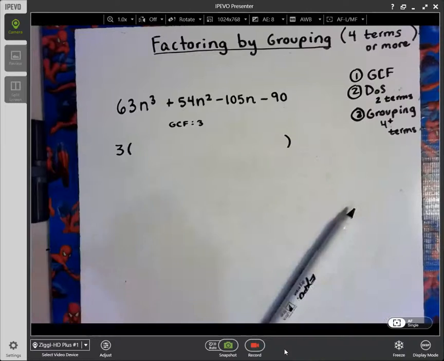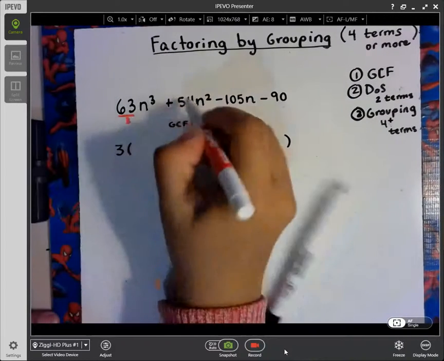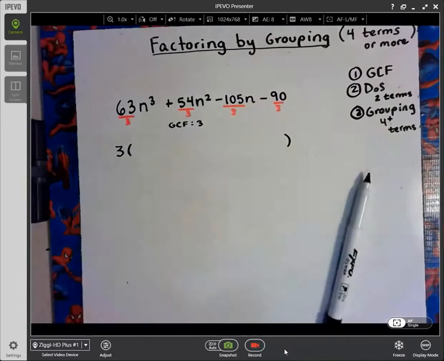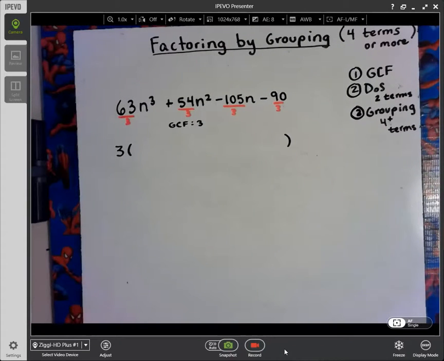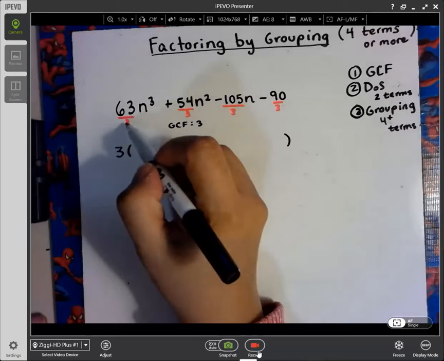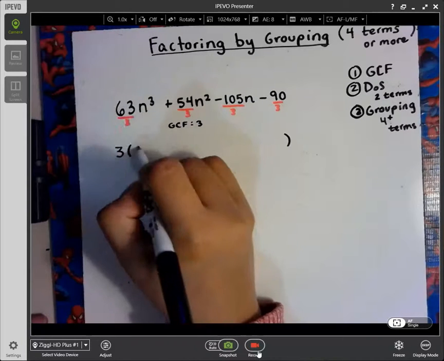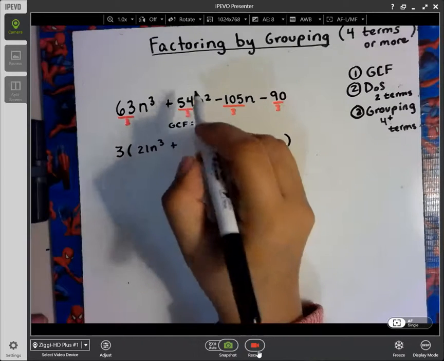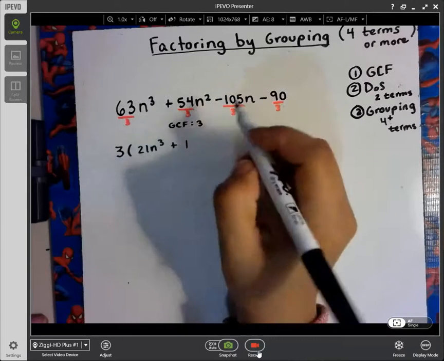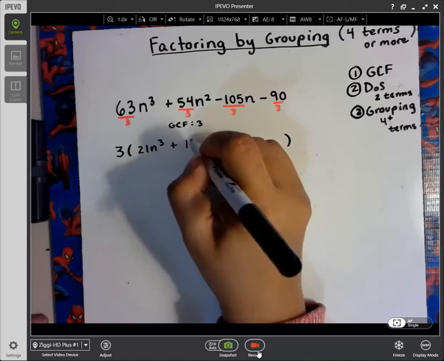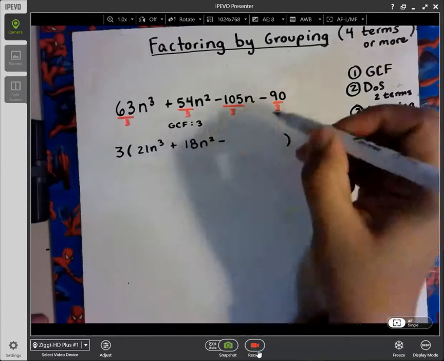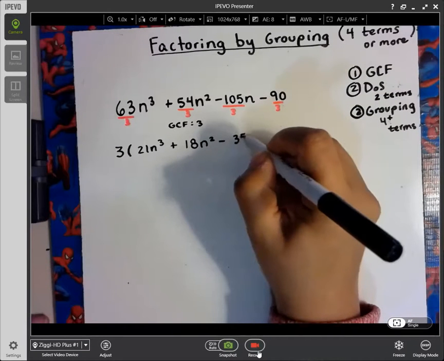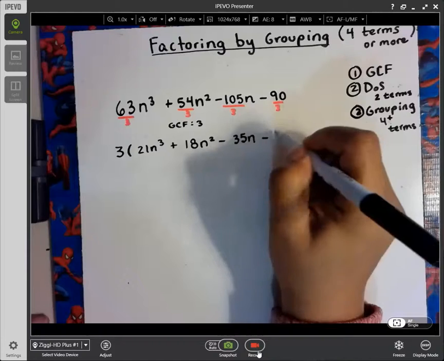And in order to find out what's left over, one way is you can literally divide each of the terms by your GCF. 63 divided by 3 is going to be 21n cubed. 54 divided by 3 is going to be 18n squared. 105 divided by 3 is going to be 35n, and 90 divided by 3 is going to be 30.